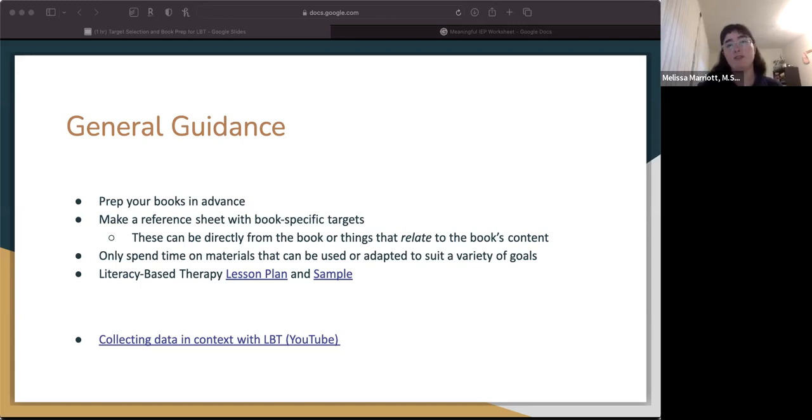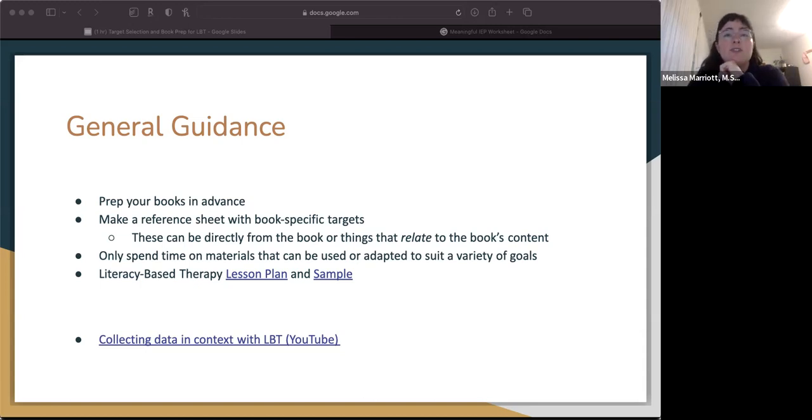I love having reference sheets in the back of the book, so I'll show you how I keep those. That's where I draw out all of the specific targets, not necessarily for specific students, but just generally: what is this book good for? What can I do with it? How can I think about this book?